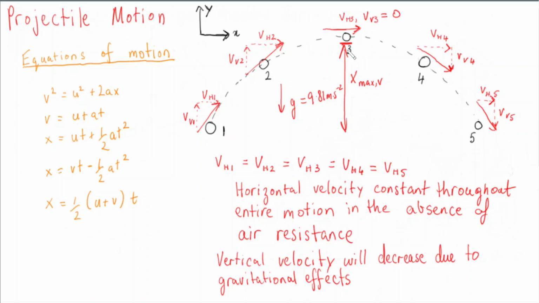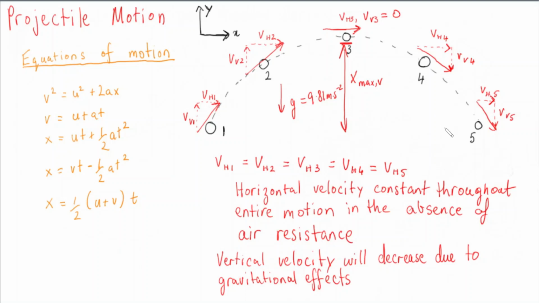So up to point 3, that gravity will decrease the velocity. Once it reaches the top of its flight path, you'll see that the velocity vector will start to grow again because it'll start to accelerate in the y direction but downwards.